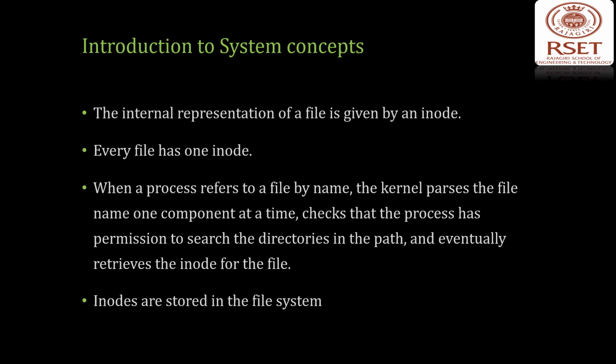When a process refers to a file by name, the kernel parses the file name one component at a time. It checks that the process has the permission to search the directories in the path and eventually retrieves the inode for the file. Hope you got the importance of inode for a file. So every file will be having an inode and each name is called a link. Now inodes are usually stored in a file system, but the kernel reads them into an in-core inode table when manipulating the files.